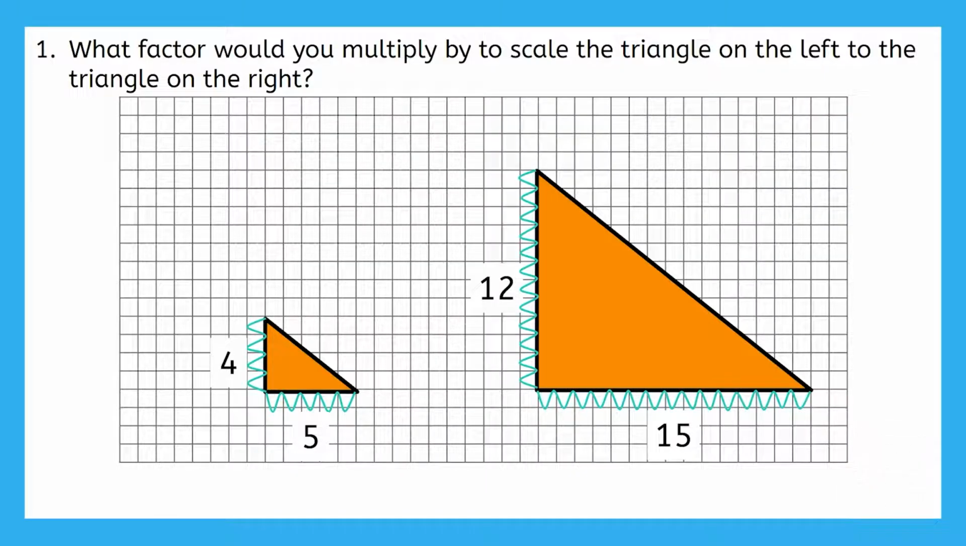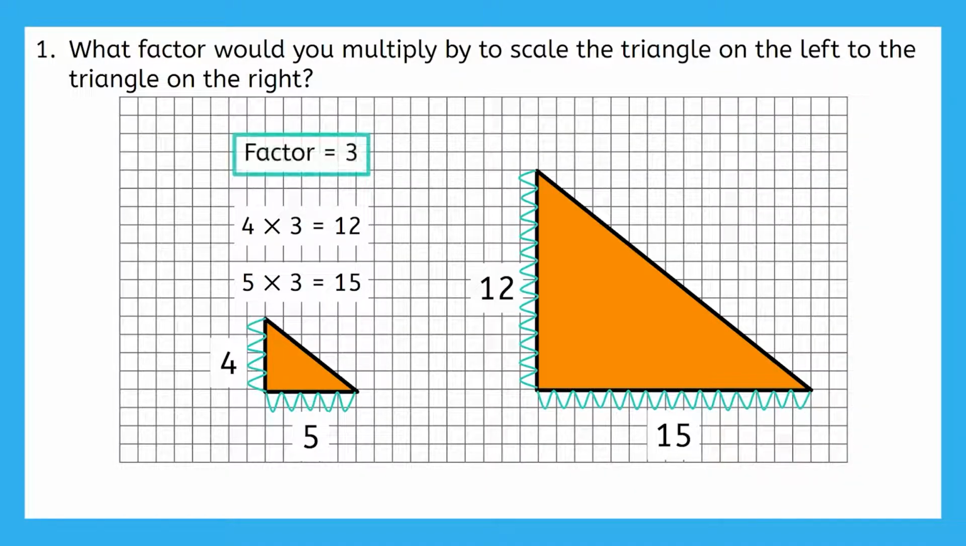What did you get? First, we want to think about 4 times what number equals 12? 4 times 3 equals 12. Now we want to think about 5 times what number equals 15. Does the same number work? Yes, 5 times 3 is 15. In this example, we have to multiply both dimensions by 3 to scale up the triangle. Great work.